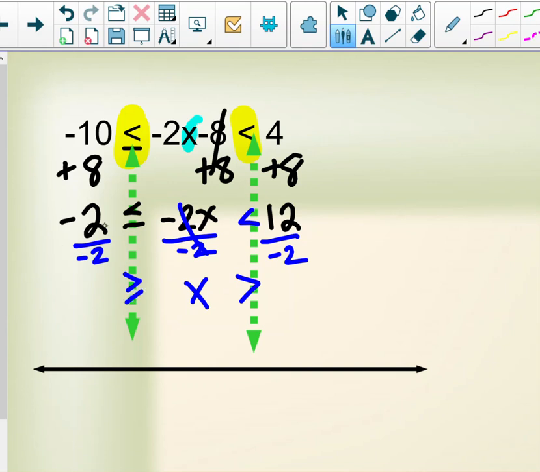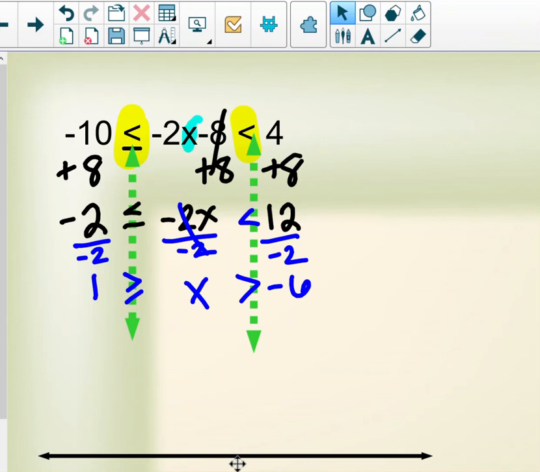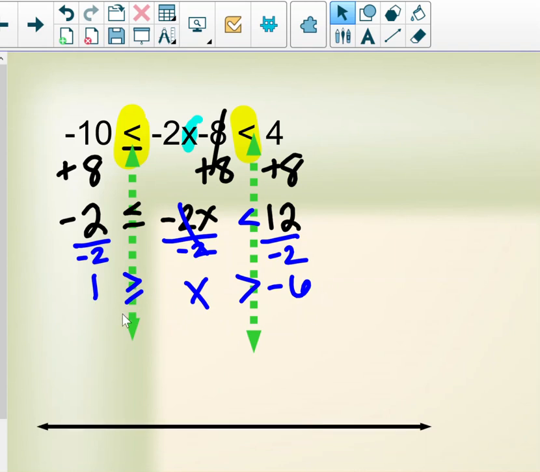So -2 divided by -2 is 1, and 12 divided by -2 is -6. Now you may remember from earlier in the notes that I had mentioned that this is not really the best way to write this inequality. When we list our answers to compound inequalities, we like to have the smaller number on the left side, the bigger number on the right side, and then some form of less than. And as you will notice, this is a little bit backwards. So I'm going to rewrite this.